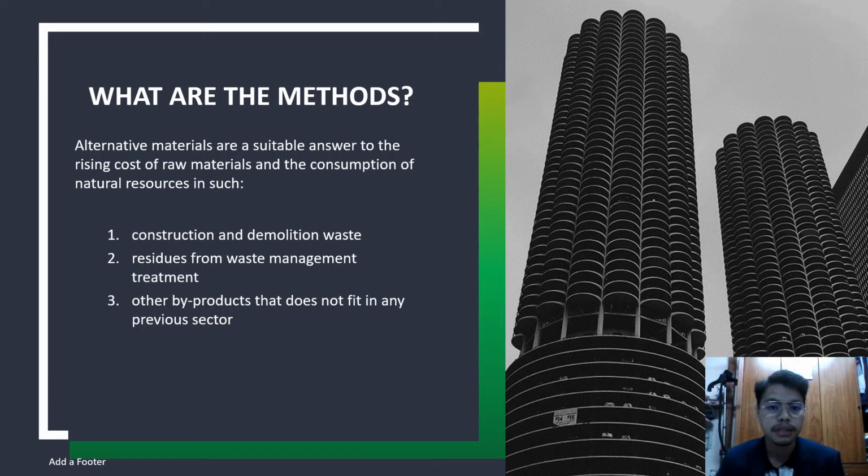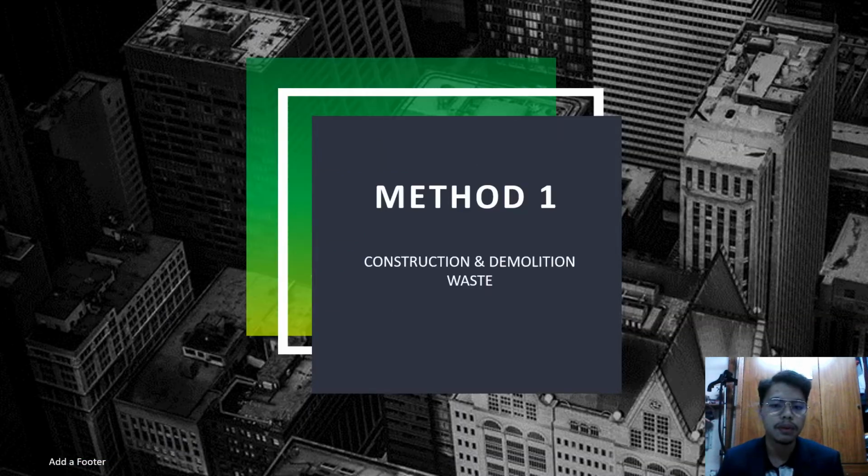What are the methods? Incorporation of more alternative and sustainable raw material will become the future challenge of the concrete industry. Alternative materials are a suitable answer to the rising cost of raw material and the consumption of natural resources. These are the three methods that can be employed. First is construction and demolition waste. Second, residue from waste management treatment. Third, other byproducts that do not fit in any previous sector.